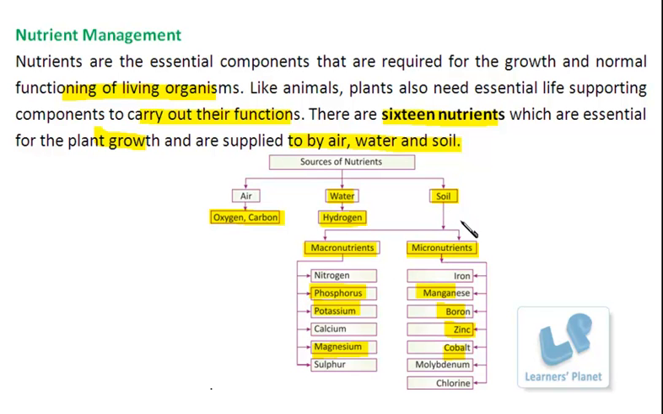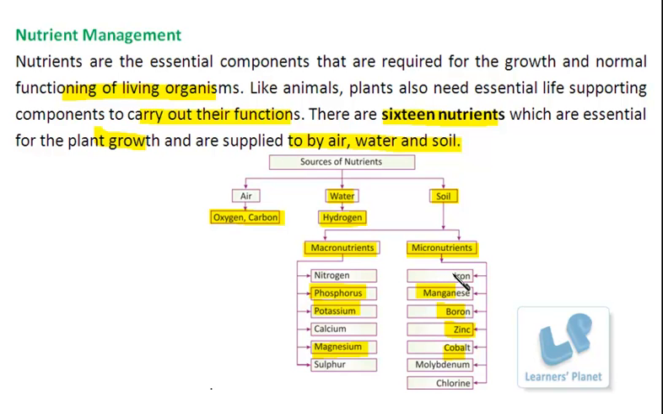Now it is not the case that if a nutrient is required in high or low concentration, then its concentration in the soil will be accordingly high or low. No, it is not like that. Whatever amount is required will be absorbed from the soil by the plants. So the requirement is more or less, and on that basis this classification is done.